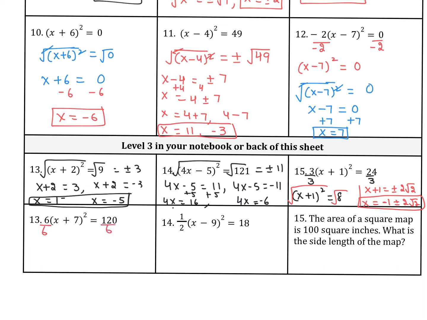Divide 6, you got x plus 7 squared equals 20. When you take the square root, it becomes plus or minus 4 square root 5. Negative 7 on both sides. x equals negative 7 plus or minus 4 square root 5.